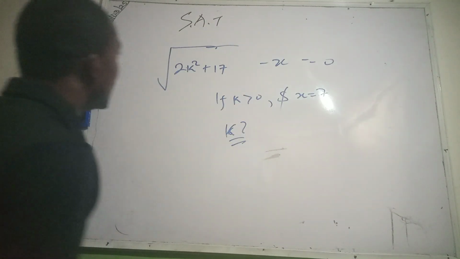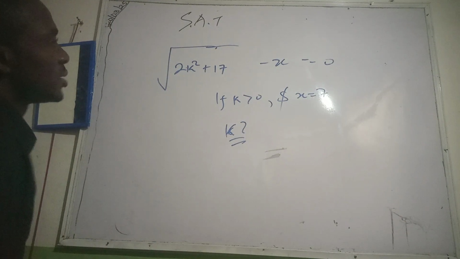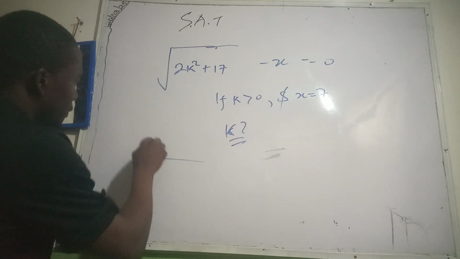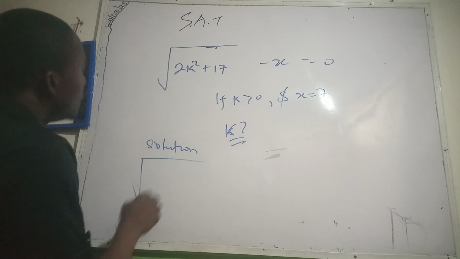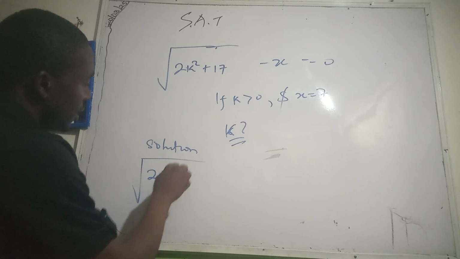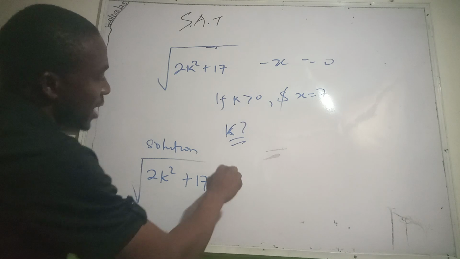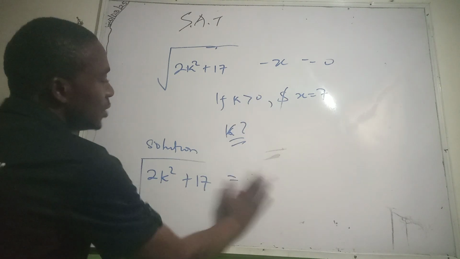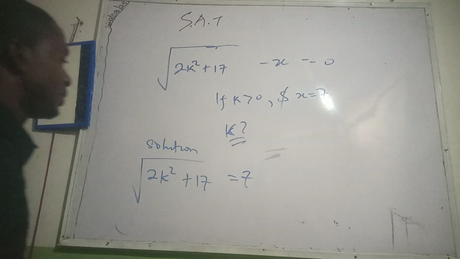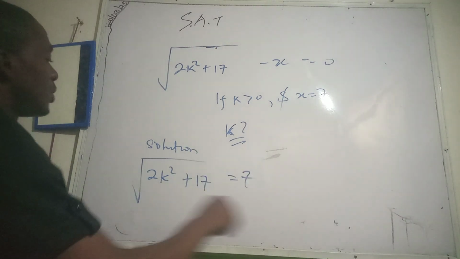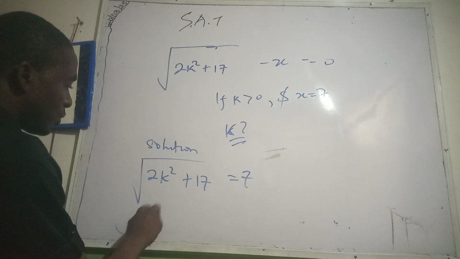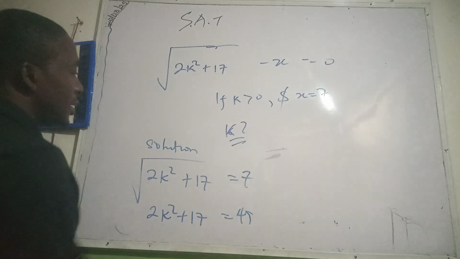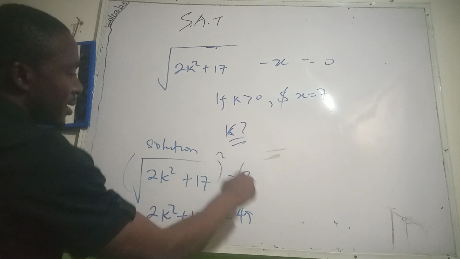So how do we go about this? We just try as much as possible. Let's write the solution. We have the square root of 2k squared plus 17. Let's take x to the other side, but let's not forget that x is also 7. So we can rewrite this to be 7. From there you square both sides. When you square both sides, you have 2k squared plus 17 is equal to 49.